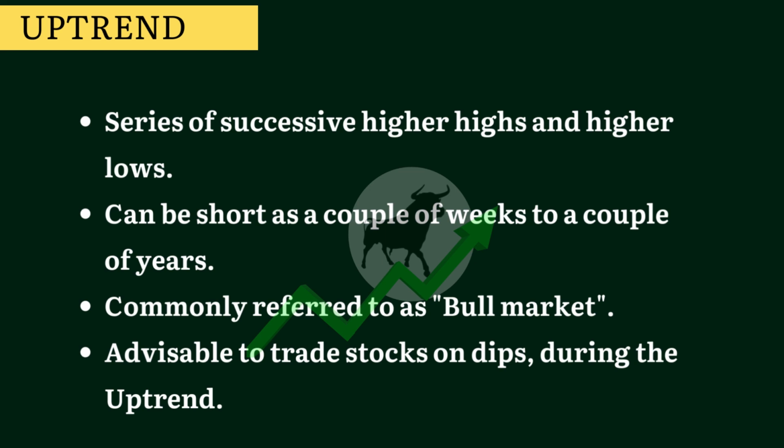The uptrend can be as short as a couple of weeks to a couple of years. A continuous uptrend is commonly referred to as a bull market, so it's good advice to buy stocks on dips during the uptrend.